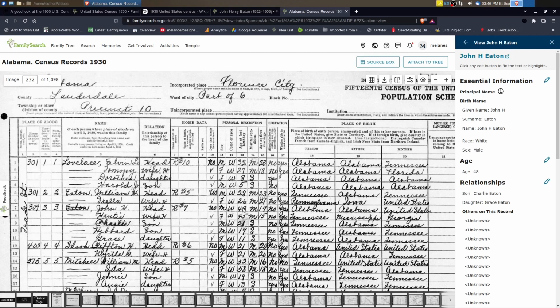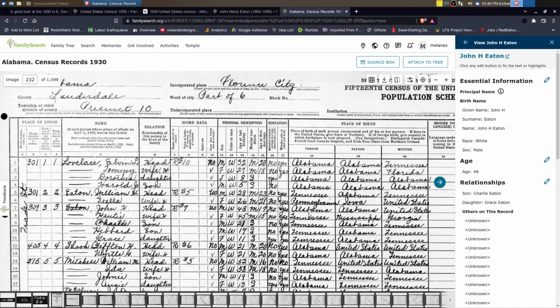Well, John Henry and Hattie, they're 48 and 45 years old. We have their age at first marriage, which was 17 and 15. So remember, they were married very, very young in 1899. And then they're with their son, Charlie, and Hubbard, or this is spelled Hubbard here, and it's actually John Herbert. And then their daughter, Grace, or Gracie.